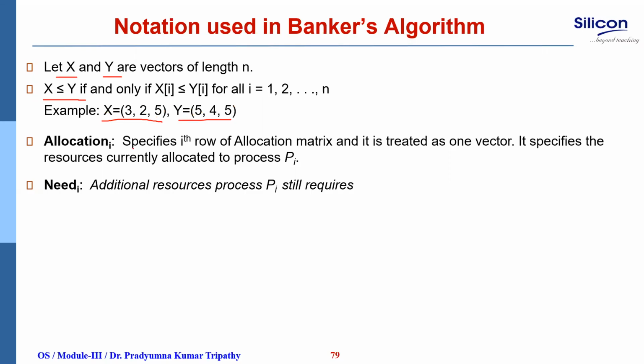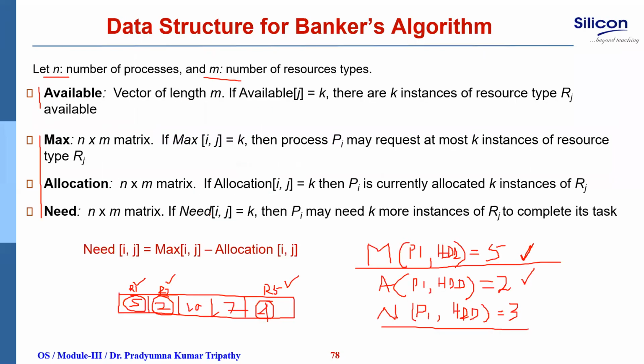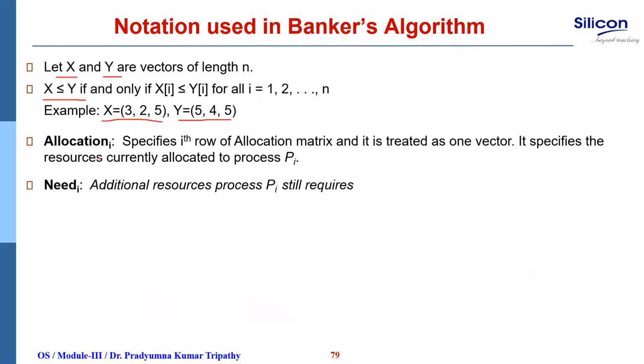Correct? So Allocation of i specifies the ith row of the allocation matrix and is treated as one vector. It specifies the resources currently allocated to process Pi. And Need is the additional resources process Pi still requires. So anyway, you just remember these things. These are very, very important. The previous slide, what I said: resources, available, max, allocation, and need. Correct?